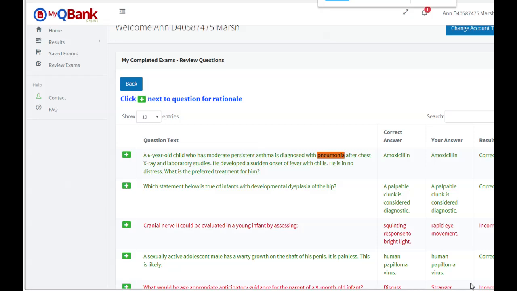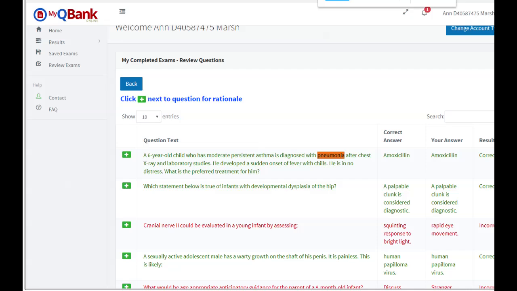I've got a couple of questions on pneumonia from the APEA practice exams that I want to review. It says a 6-year-old child who has moderate persistent asthma is diagnosed with pneumonia after chest x-ray and laboratory studies. He developed a sudden onset of fever with chills. He is in no distress. What is the preferred treatment for him?